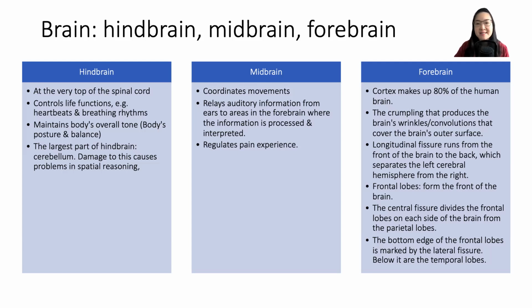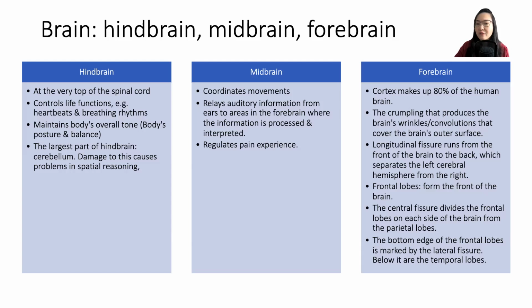Forebrain. The cortex makes up 80% of the human brain. The crumpling produces the brain's wrinkles or convolutions that cover the brain's outer surface. The longitudinal fissure runs from the front of the brain to the back, which separates the left cerebral hemisphere from the right.